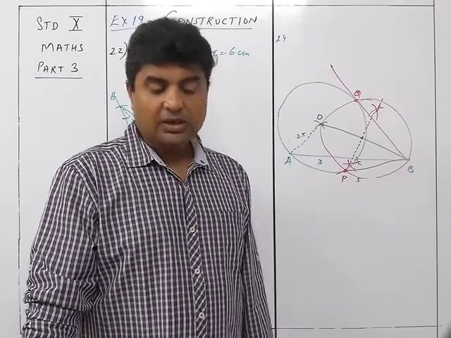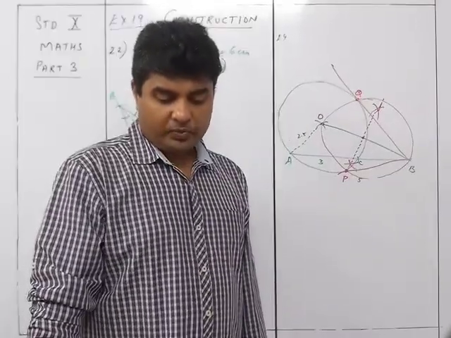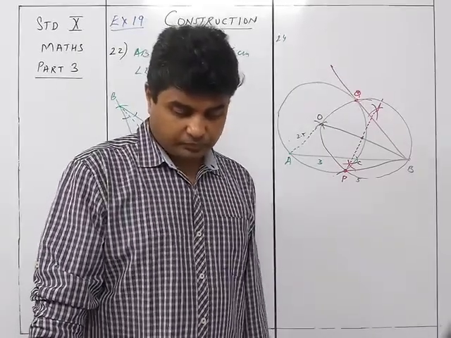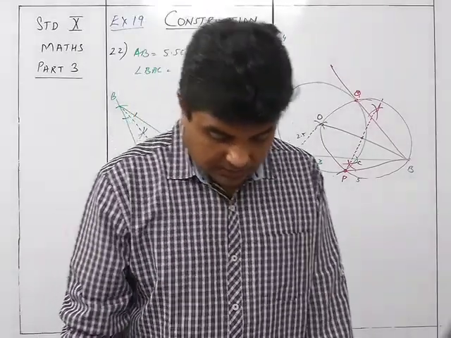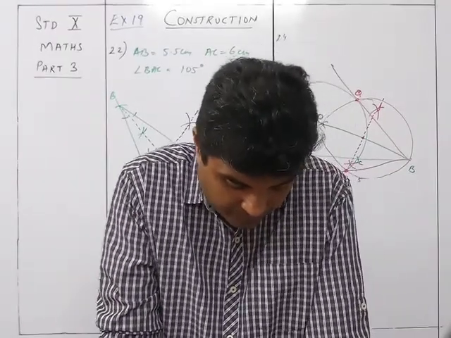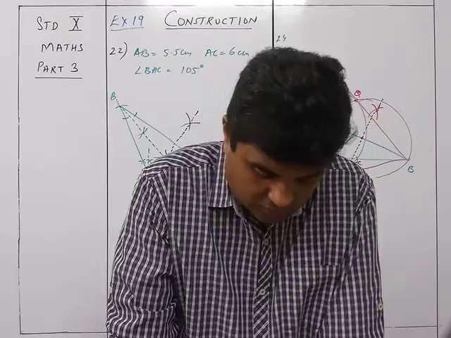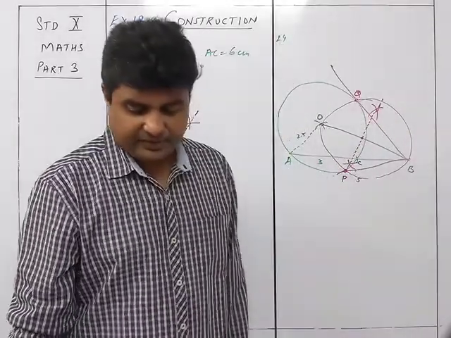So this was sum number 24, which was asked in boards in 2016. So that was a different kind of a sum. The next one is sum number 26. So sum number 26, again very easy. Let's do it.